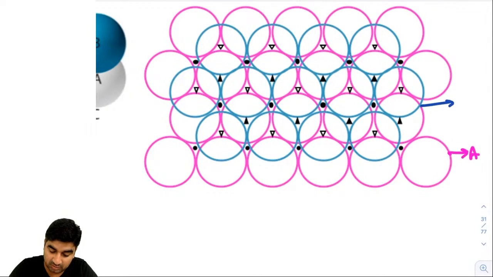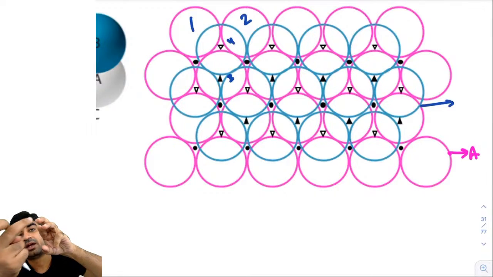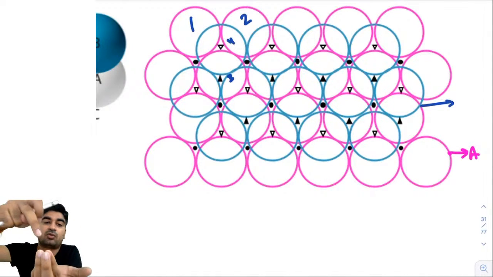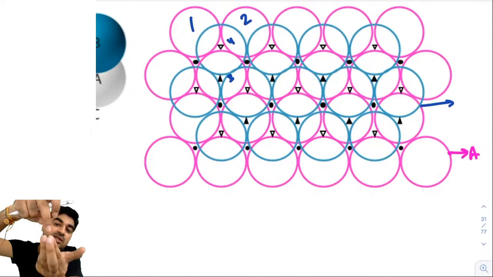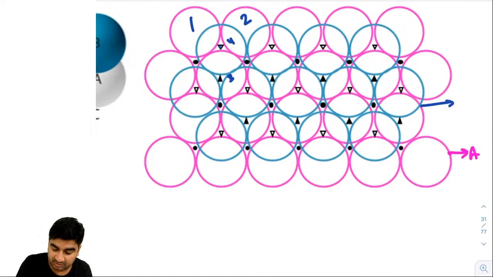For this triangle you can observe it is 1, it is 2, it is 3, and the fourth one is placed over these three. Between these four this void will be there, and we call this void a tetrahedral void, and these tetrahedral voids are here.